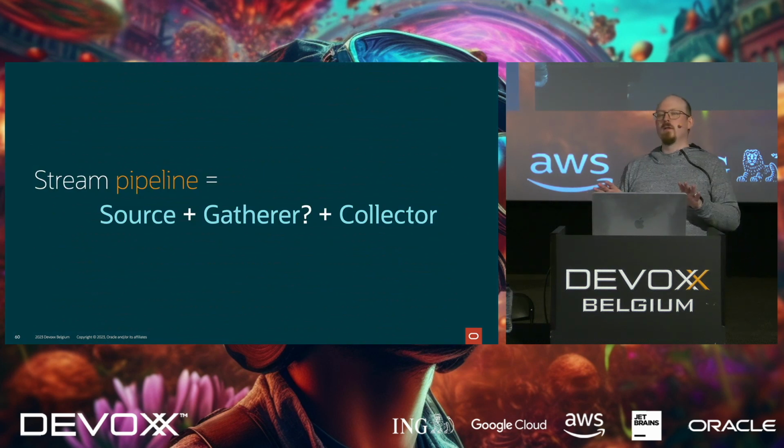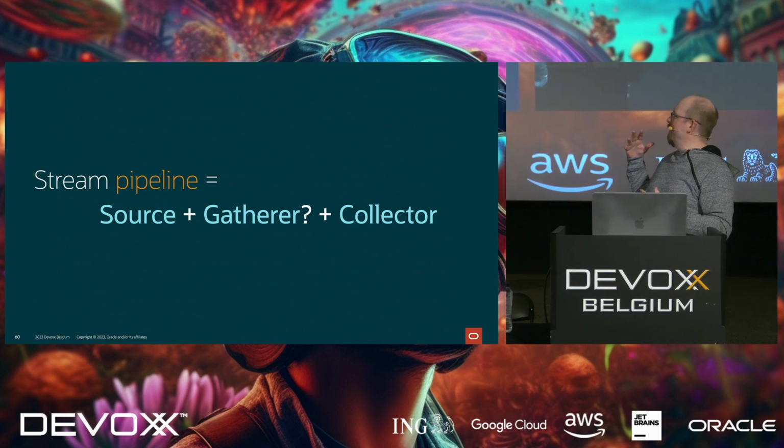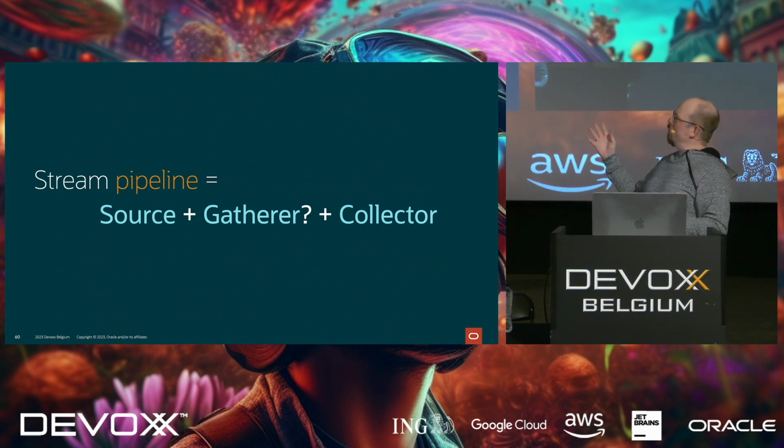So if you think about it, gather.gather.gather is the same thing as gather and then gather. From a philosophical standpoint, if we can represent almost any intermediate operation that we could imagine, and we can compose them together, that means a stream pipeline is sort of a source, an optional gatherer, and a collector. So it's an interesting way of thinking about it.